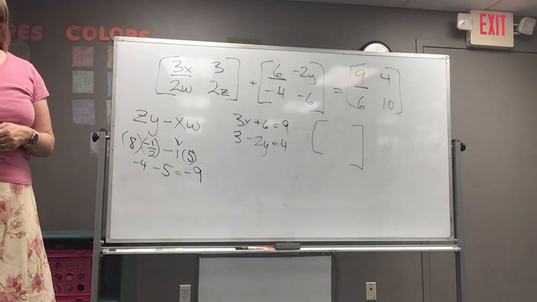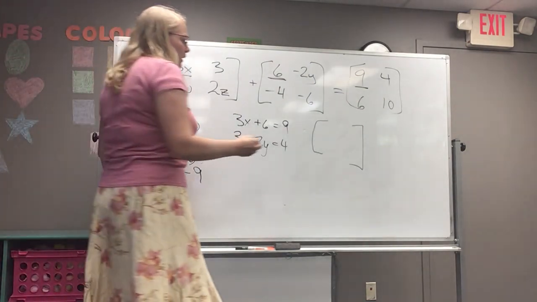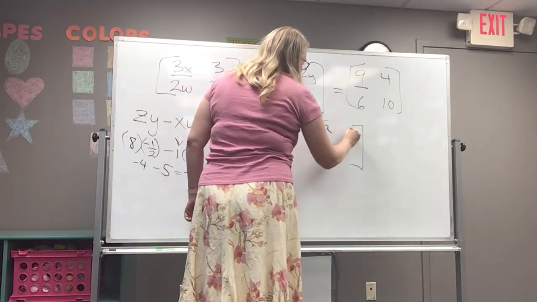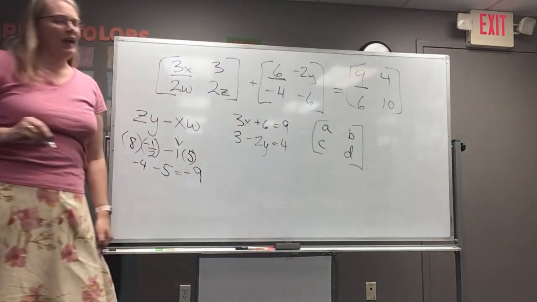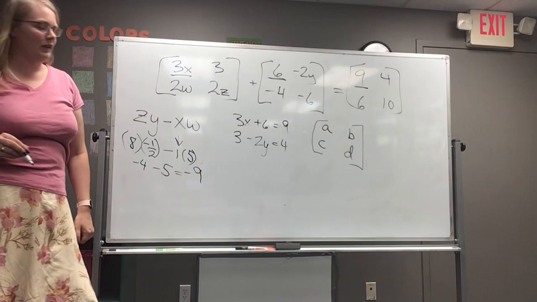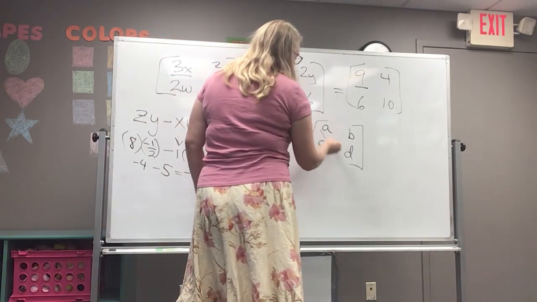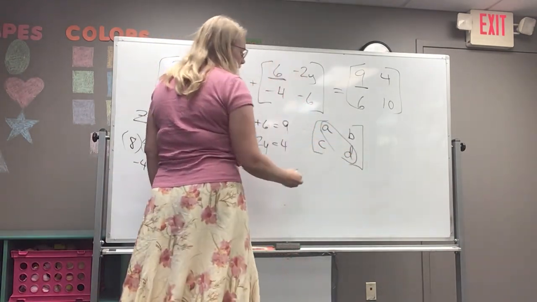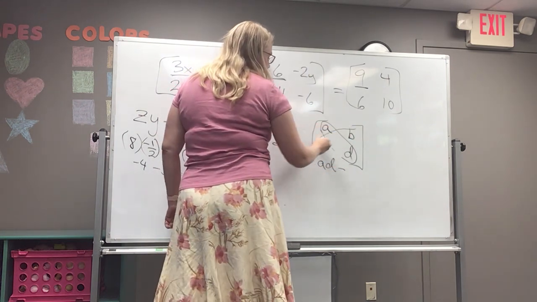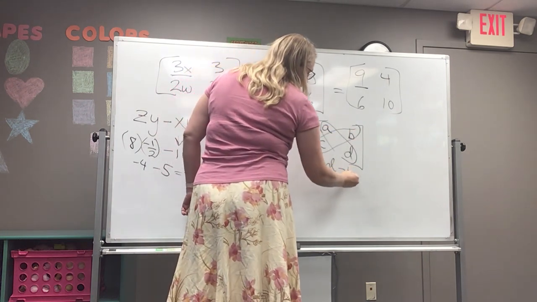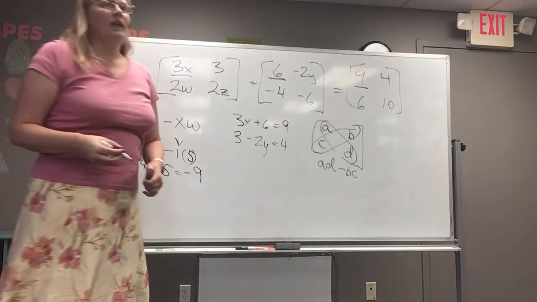But just so that you are aware of what's going on, we have the elements A, B, C, D. And for the determinant of the matrix, it's taking this diagonal and multiplying it together, A times D, and subtracting the other diagonal, B times C.